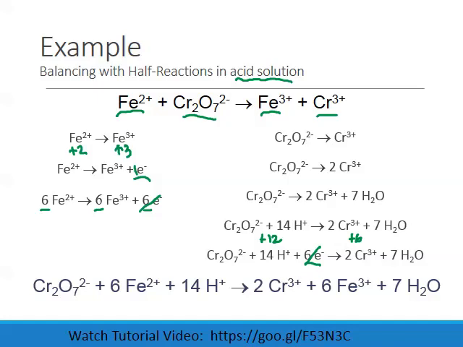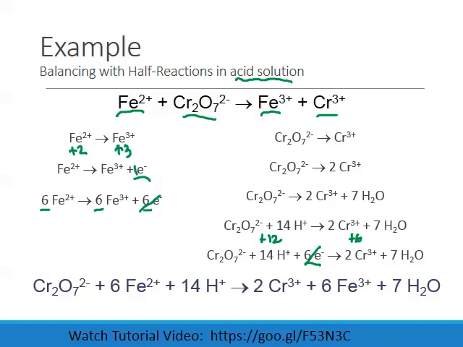Now you can check your answer. We can count atoms: 2 chromiums on the left, 2 chromiums on the right, 7 O's on the left, 7 O's on the right, 6 Fe's on both sides, 14 H's on both sides. We can also check the total charges. They should be the same on each side.